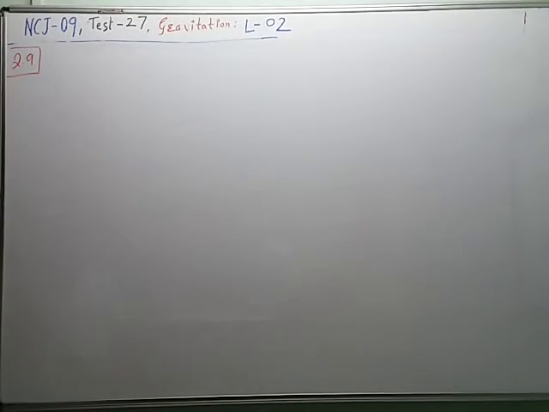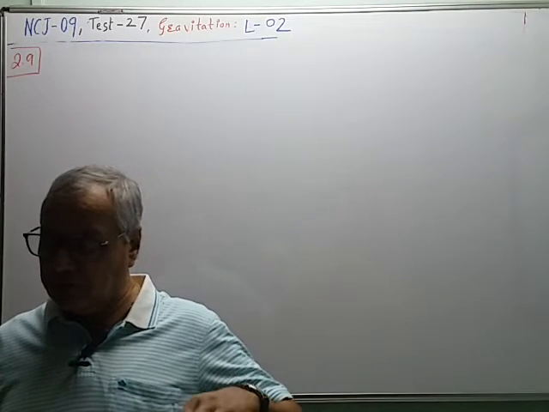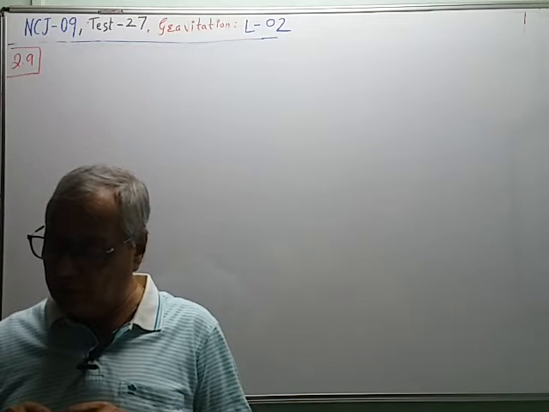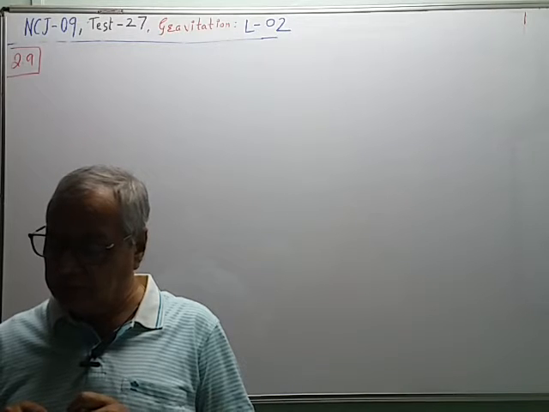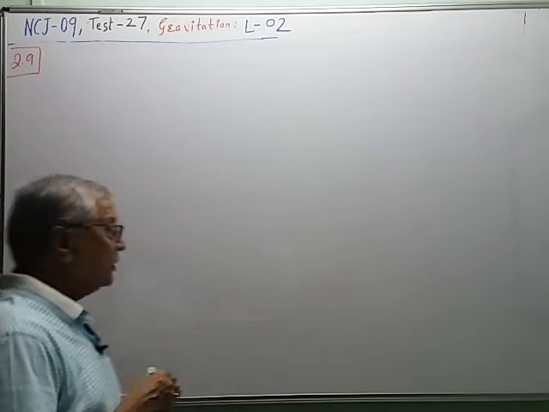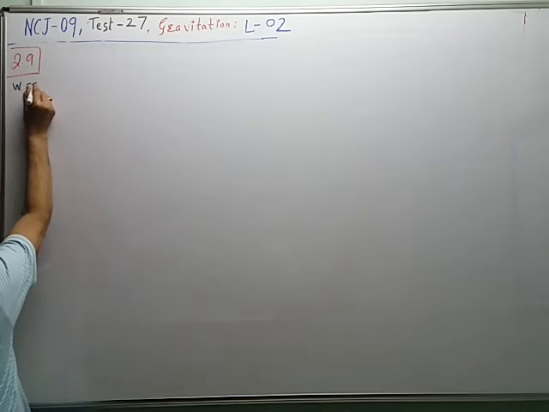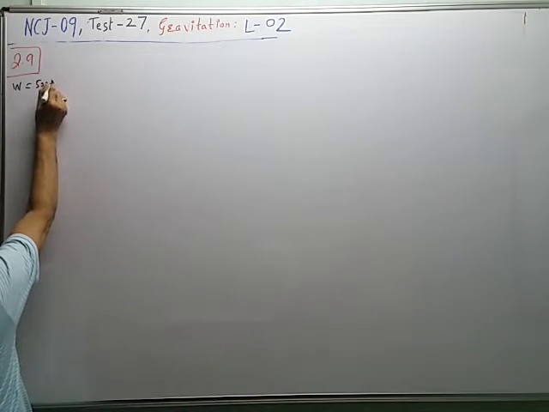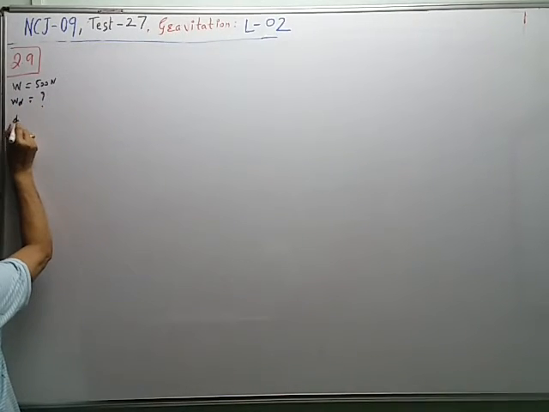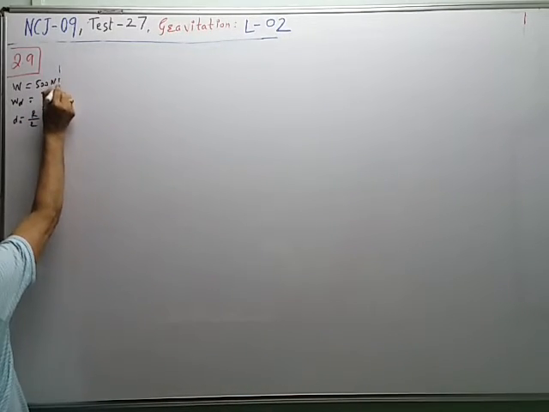Next, question number 1. A body of weight 500 Newton on the surface of Earth, how much would it weigh halfway below the surface of the Earth? So the given quantity is like this. The weight on the surface of the Earth is 500 Newton, and we need the weight at depth D, where depth D is equal to half of the radius of the Earth. This is our problem.